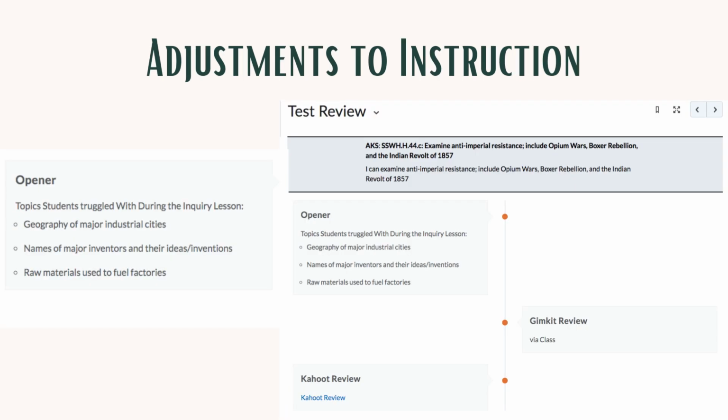Based on the data I collected and analyzed, I discovered students struggled with concepts related to the Industrial Revolution, such as the geography, various major figures, raw materials, and a few other key points. I shared this data with my students and created both a Gimkit and Kahoot review for them to explore and review the material, focusing on those specific categories.